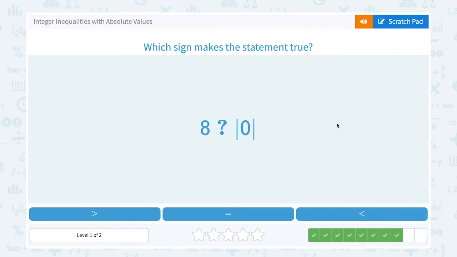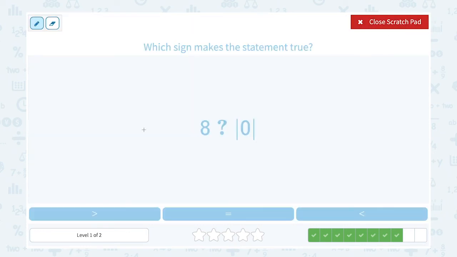8 compared to the absolute value of 0. Well, the absolute value of 0 is 0. So we would say 8 is greater than 0.